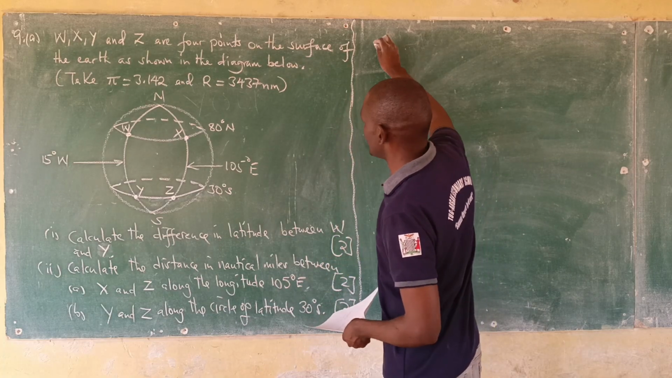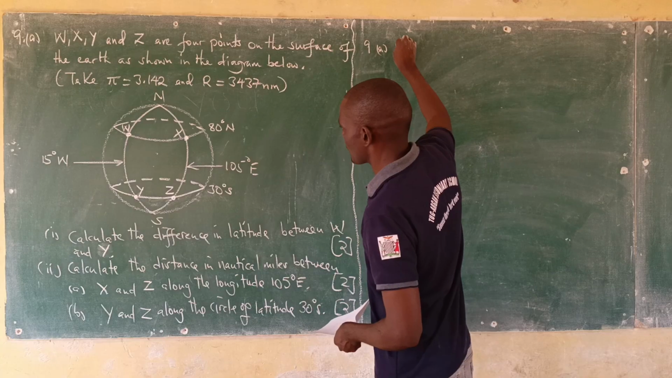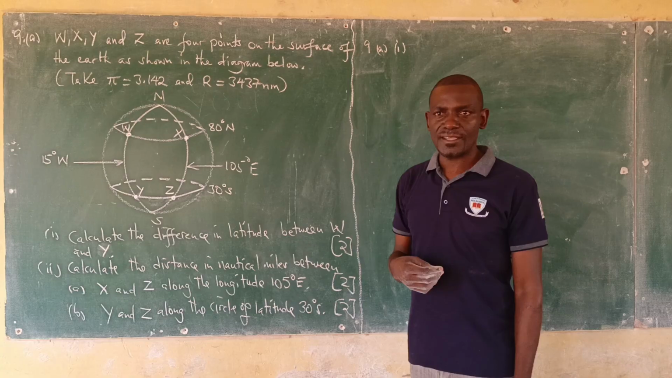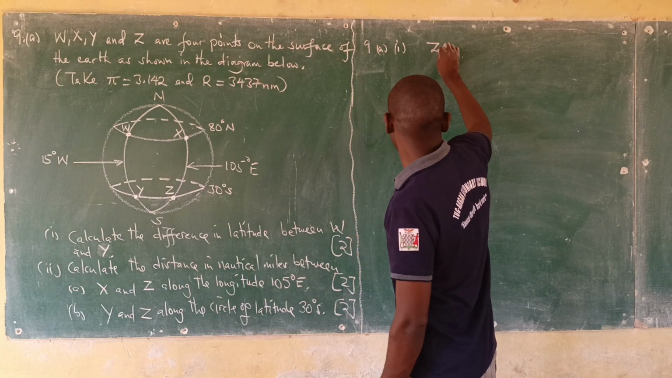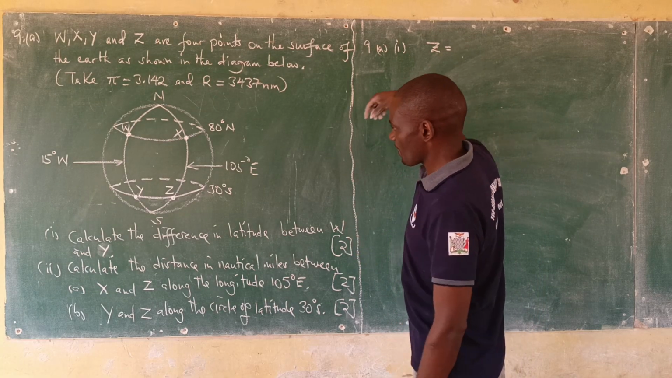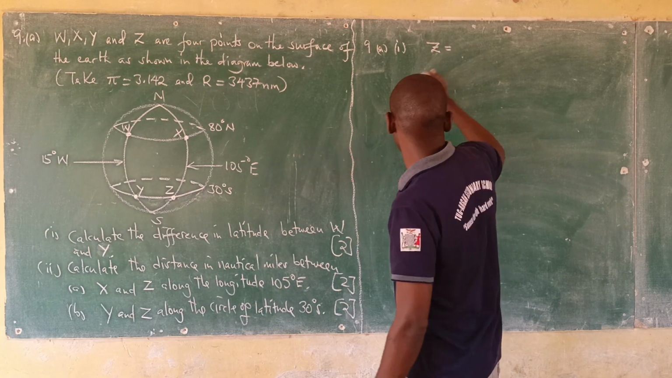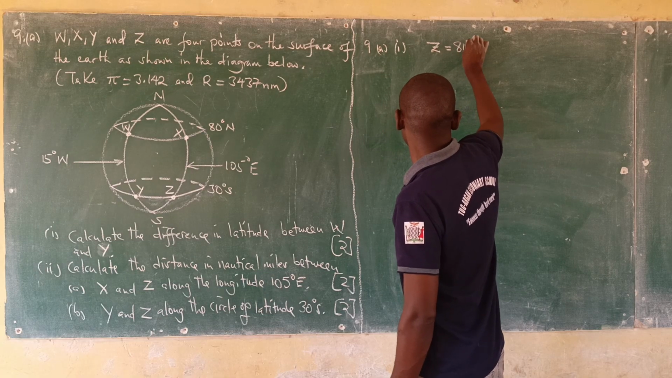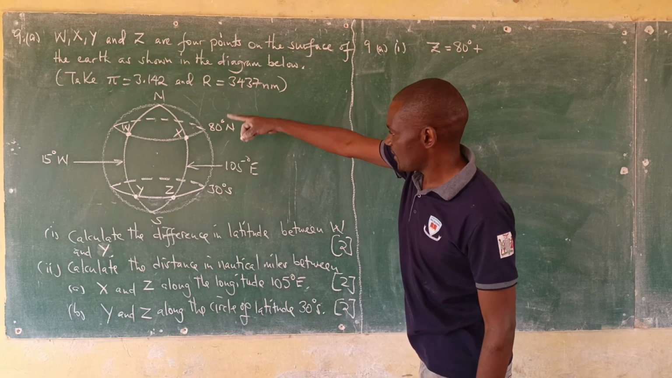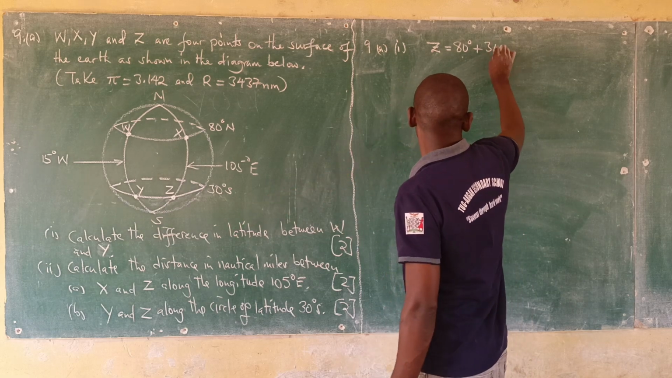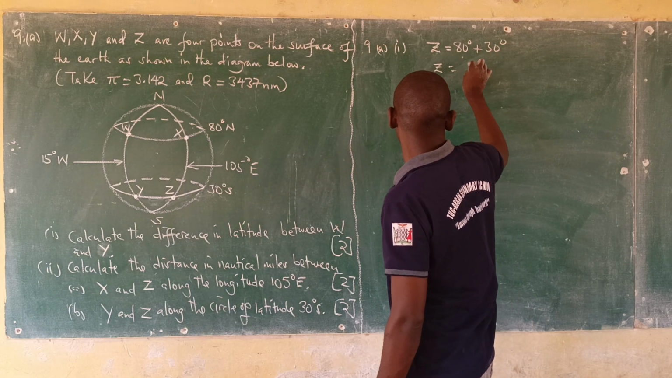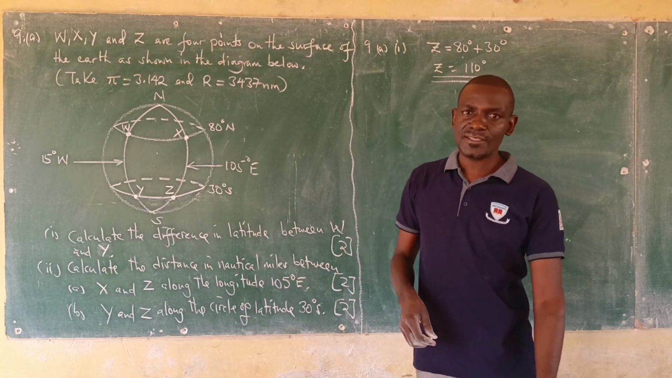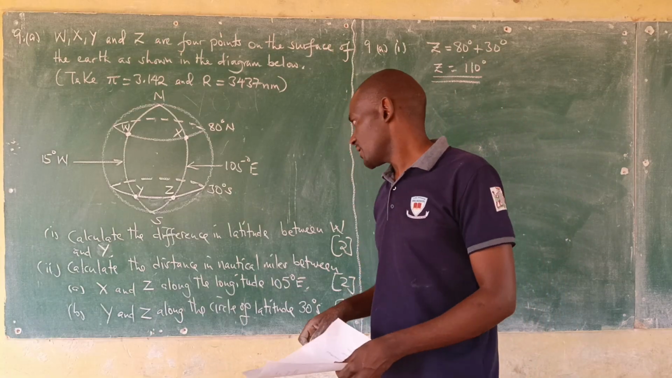So to answer this part, that is 9A1, allow me to use Z for the difference in latitude. So simply say our Z is equal to, now we have 80 degrees where W is, and then where Y is we have 30. So it's just adding, and then this gives us 110 degrees. So that is the difference in latitudes, 110 degrees.